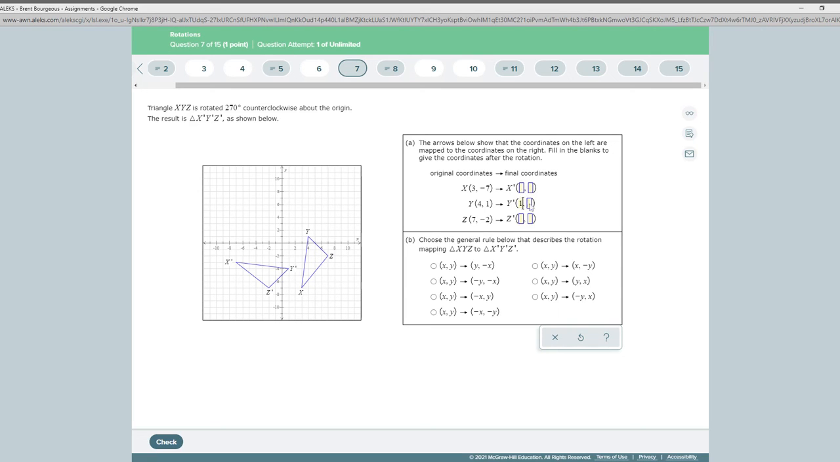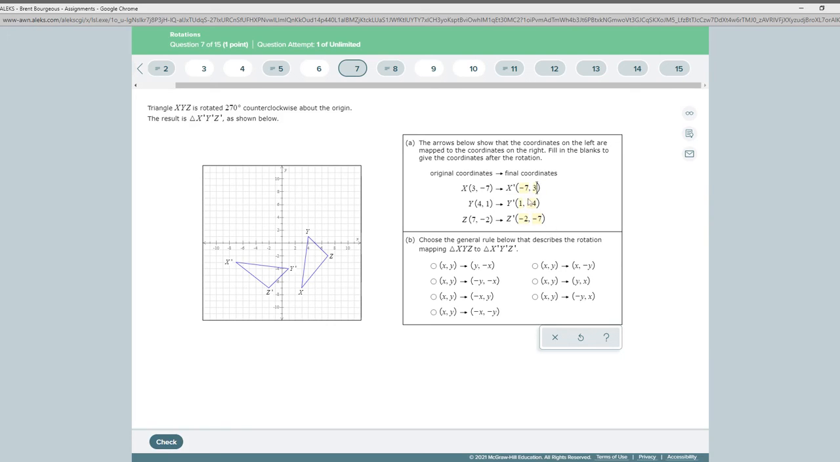So 1, -4. What about our z value? The first one was 7, -2. And the new z value is -2, -7. So -2, -7. And then the last one, 3 and -7, this is our x value, became -7, 3.